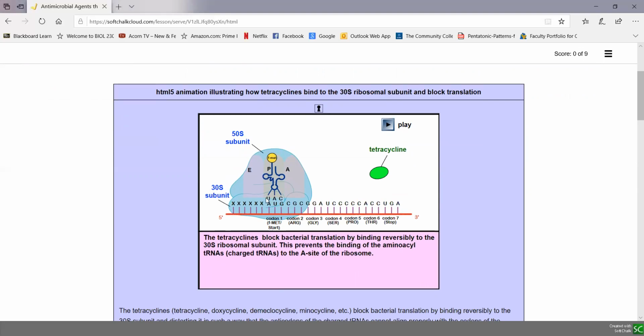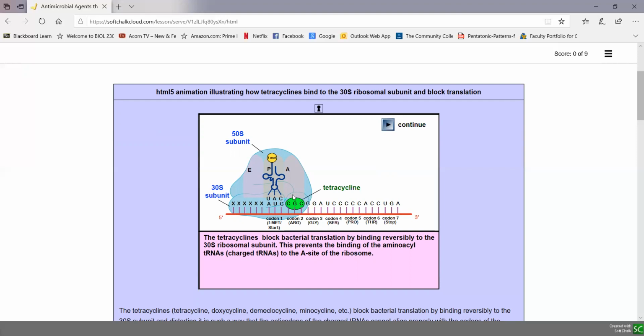So here we see the messenger RNA has attached to the 30S subunit. The initiation complex is formed. The 50S subunit has attached. And here's our drug tetracycline in green. So as we said, the tetracycline binds to the 30S ribosomal subunit, and it binds in the location that's under the A site of the 50S subunit.